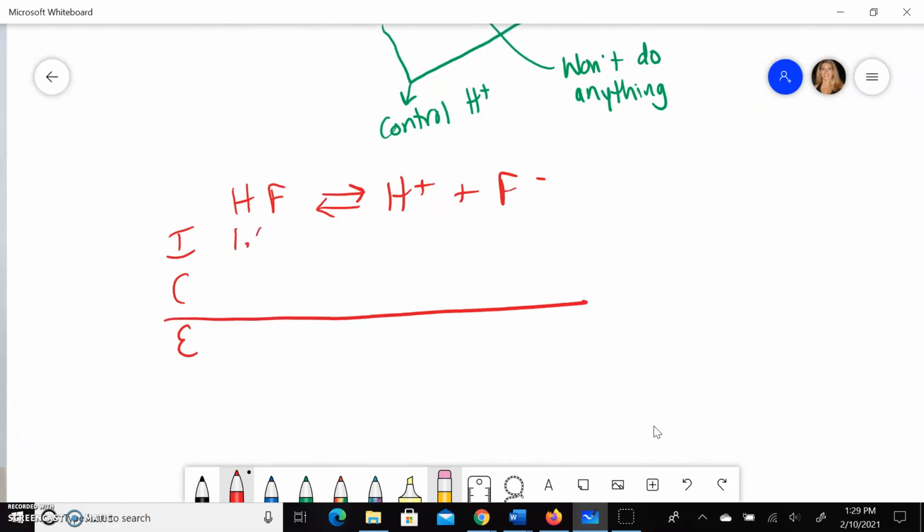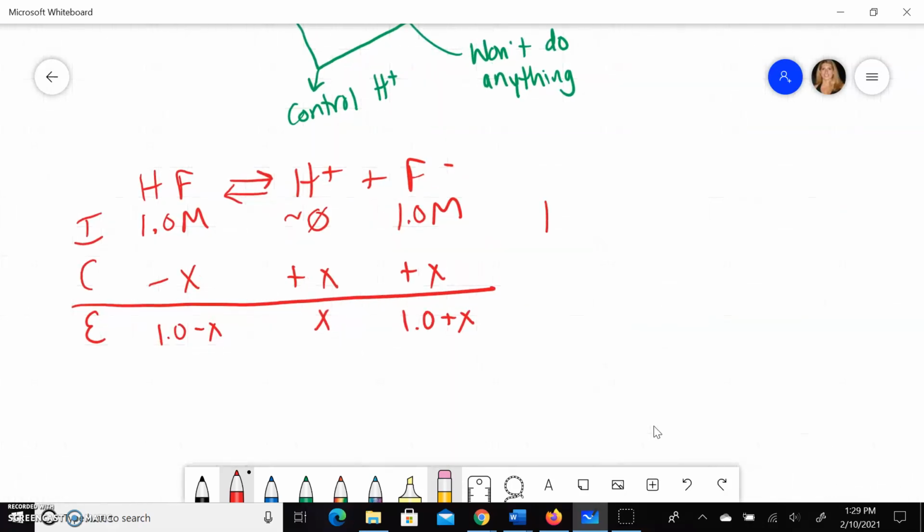And we can go ahead and add our initial concentrations of HF and fluorine. We don't have any H+, we have a little bit from water, so we'll put a little tilde, but it's close enough to 0 that we can say 0. We're going to shift towards the 0, and we have 1-to-1 ratios. We can set up our K equation.